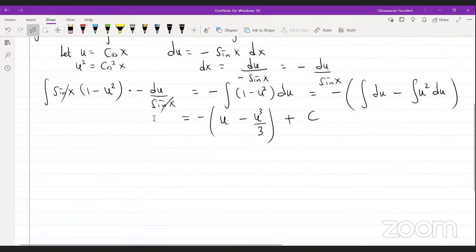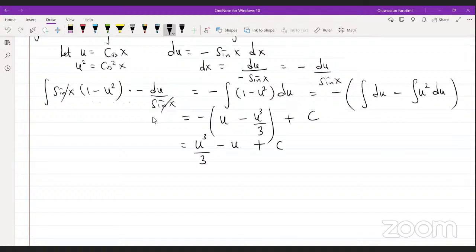Okay, so what else can I think about, guys? I can distribute the negative sign. It doesn't matter when you distribute; you can distribute the negative sign from this part, and then from here, so it's going to be the same. So this is u cubed over 3 minus u, and of course plus c.